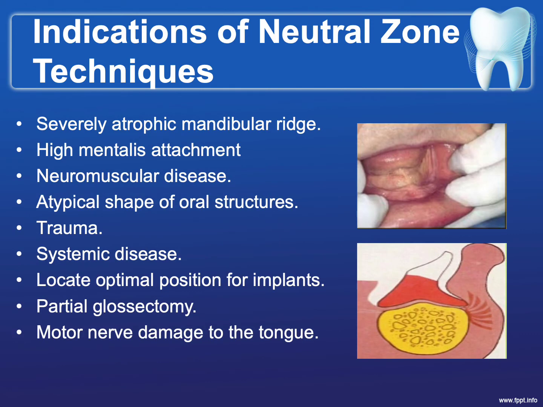Indications of neutral zone technique: severely atrophic mandibular ridge, high mentalis attachment, neuromuscular disease, atypical shape of oral structure, trauma, systemic disease, locating optimal position for implants, partial glossectomy, motor nerve damage to the tongue.